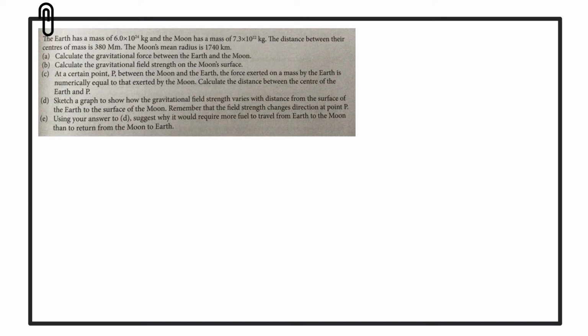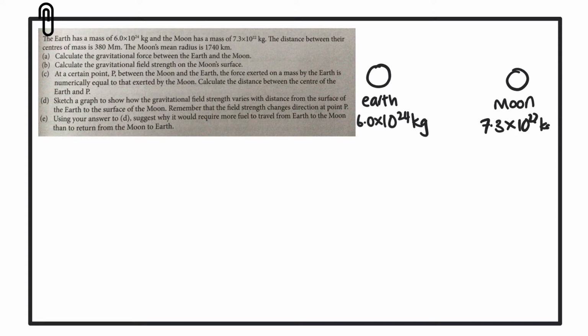So before we even look at the actual questions that were being asked, I think the first thing we'll do here is just to quickly sketch out what information we have already. So we have two objects of mass. We have the Earth and we have the Moon. We are told what the mass of the Earth is, that's 6 by 10 to the 24 kilograms, and the Moon is 7.3 by 10 to the 22 kilograms.